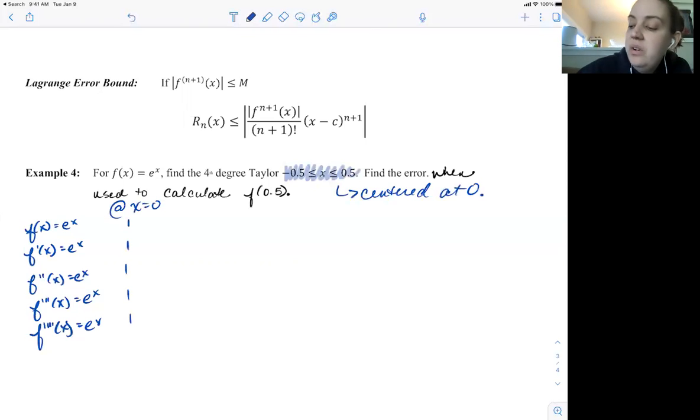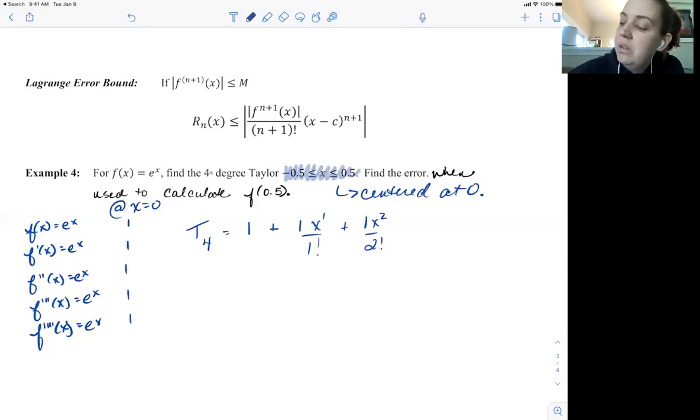So my Taylor polynomial, fourth degree, is going to be 1 plus, think about this, first derivative is 1, x to the first over 1 factorial, plus 1 times x squared over 2 factorial, plus 1 times x cubed over 3 factorial, plus 1 times x to the fourth over 4 factorial. So that is my Taylor polynomial expression, right?